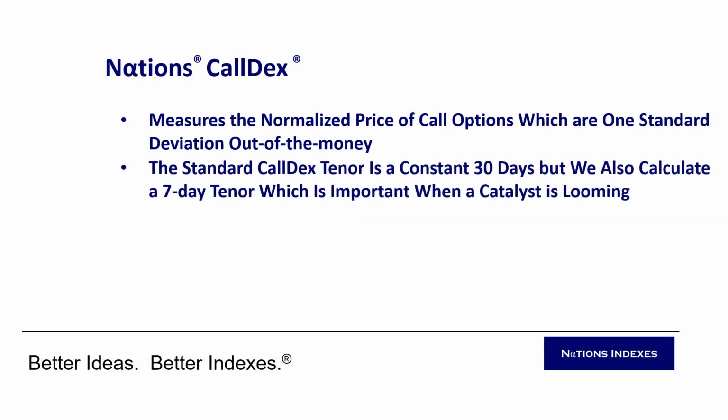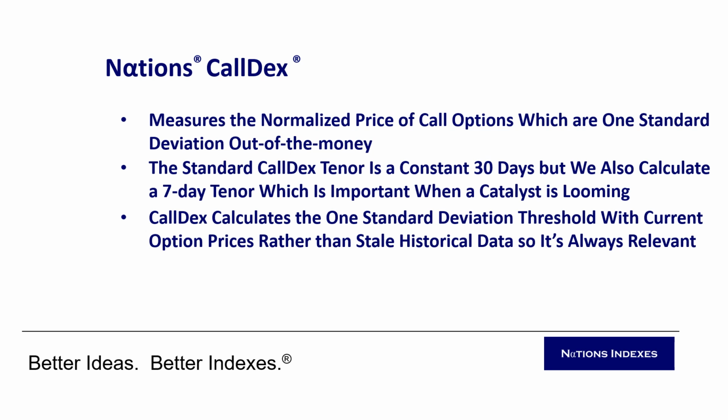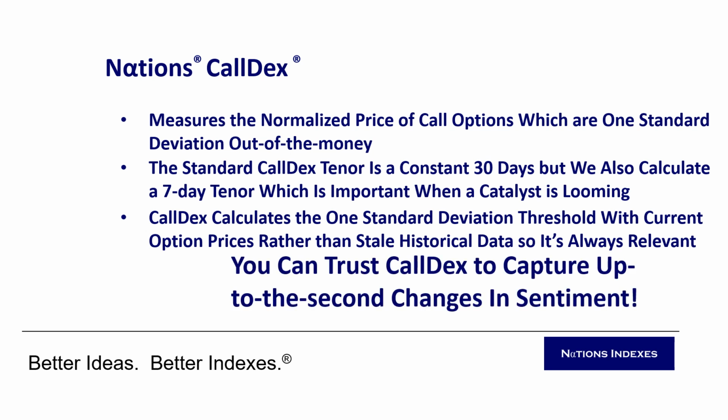The tenor of the standard version of CallDex is 30 days, as it is for our other indexes, but we also calculate a 7-day version of CallDex for those times when an important catalyst is looming and to help traders who prefer shorter-dated contracts. And again, as with all our indexes, the standard deviation threshold is calculated using current at-the-money option prices rather than stale historical data, which is probably no longer relevant.